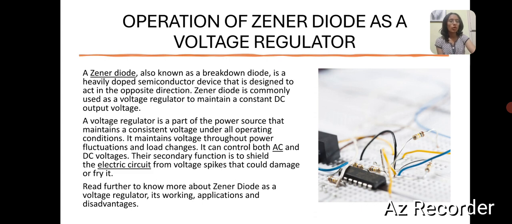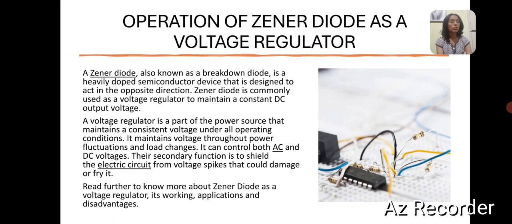A Zener diode, also known as a breakdown diode, is a heavily doped semiconductor device that is designed to act in the opposite direction. Zener diode is commonly used as a voltage regulator to maintain a constant DC output voltage. A voltage regulator is a part of the power source that maintains a consistent voltage under all operating conditions. It maintains voltage throughout power fluctuations and load changes.